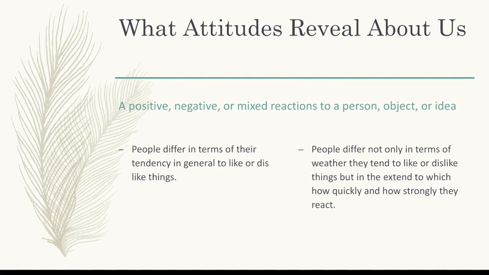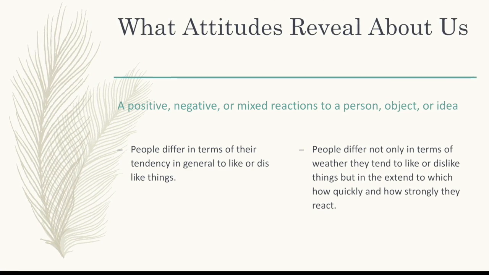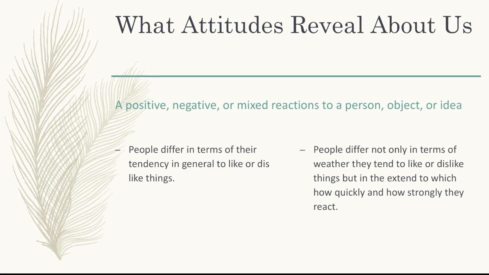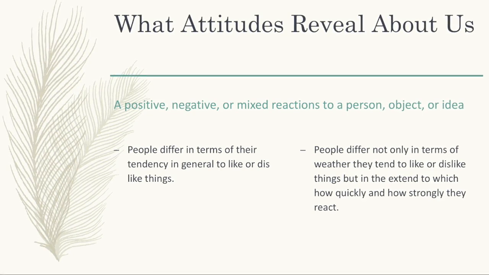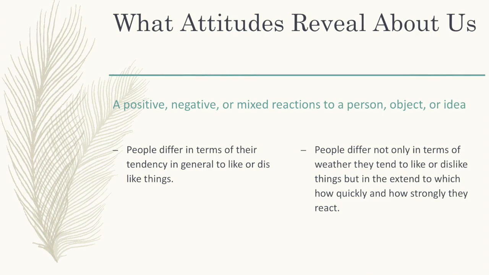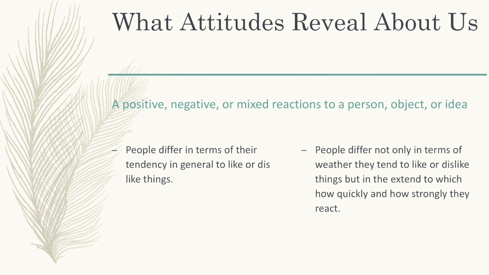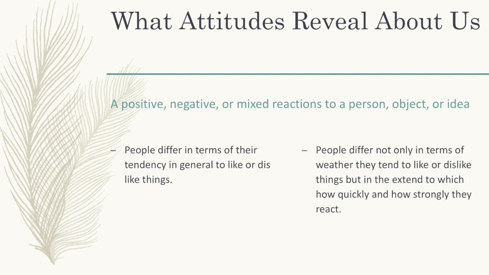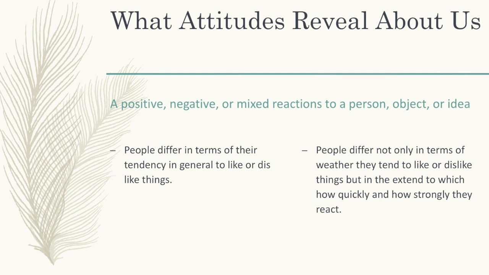There are two things attitudes reveal about us as individuals. The first one is people differ in terms of their tendency in general to like or dislike things. The second is people differ not only in terms of whether they tend to like or dislike things, but in the extent to which, how quickly and how strongly they react.